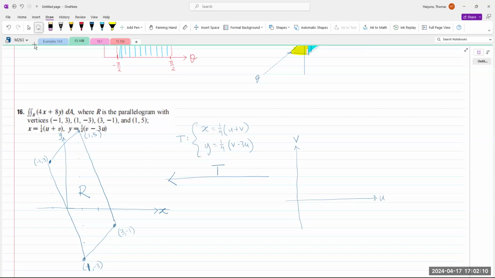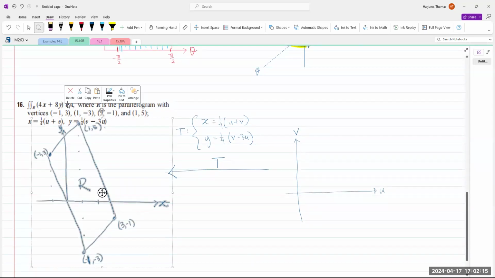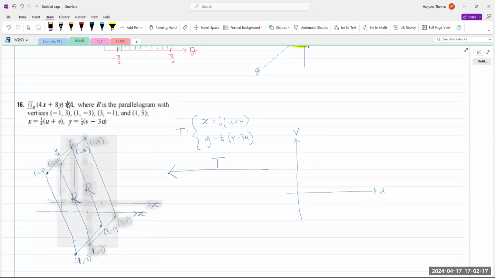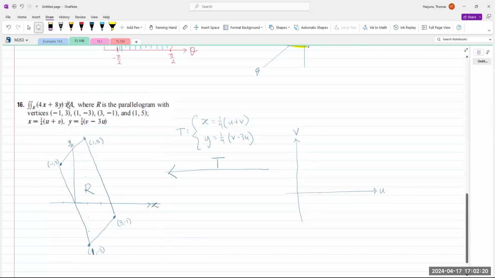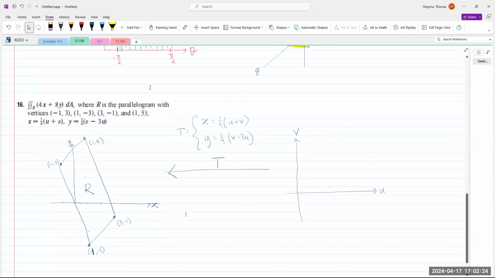Let me grab this and make it a bit smaller. Now let's start with finding the domain of integration in uv. Of course, I need to first find the equations of these segments here.